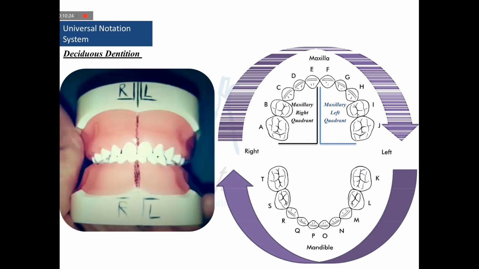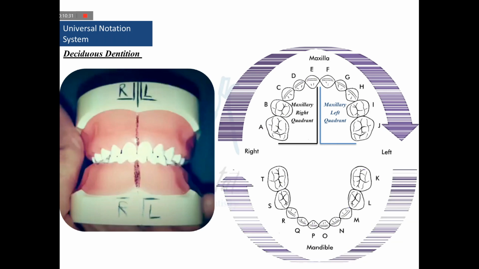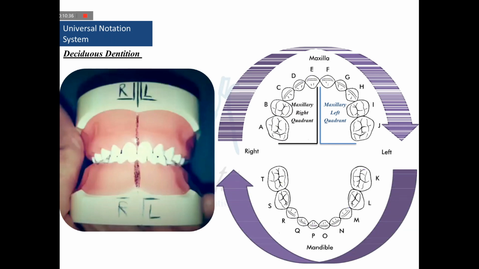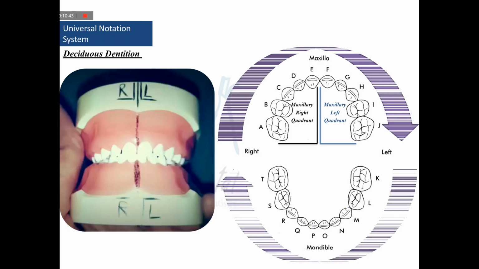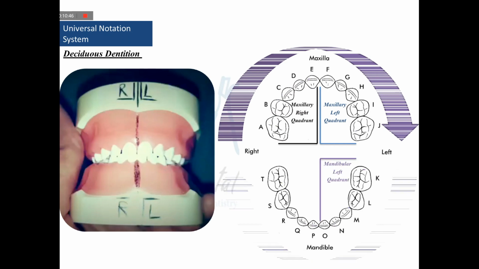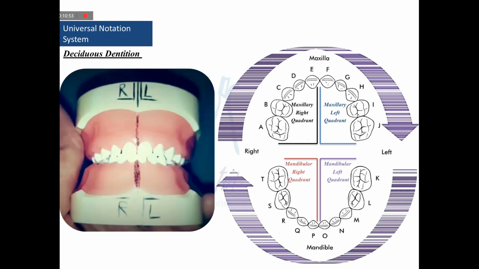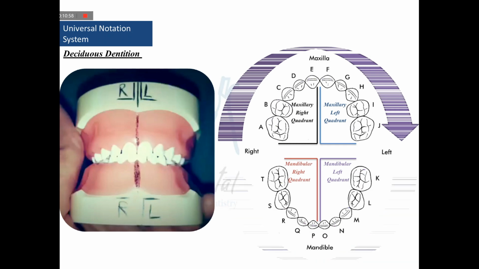Now we can see clearly in the diagrammatic representation that what we did, we made up the quadrants. If we make up the quadrants, from A to E is labeled for the right maxillary quadrant, from F to J we mention it for the left maxillary quadrant. Then from K to O we mark the teeth for the left mandibular quadrant. It is followed by P to T for the right mandibular quadrant.